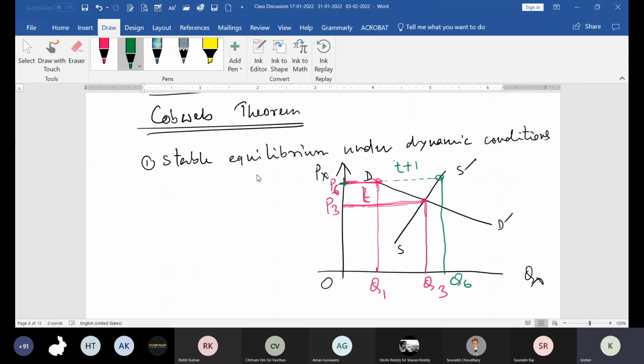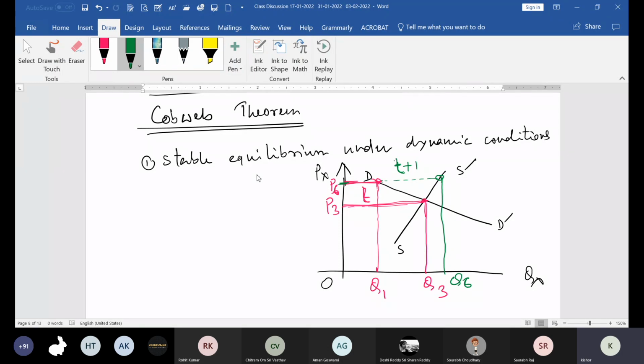Tomorrow in market means T+1 time period. In market, you supplied OQ6 quantity of that product. But price is P6. So even tomorrow, initially, demand will be only OQ1. Tomorrow, demand will be only OQ1 because price is P6. As long as price is P6, demand is OQ1.